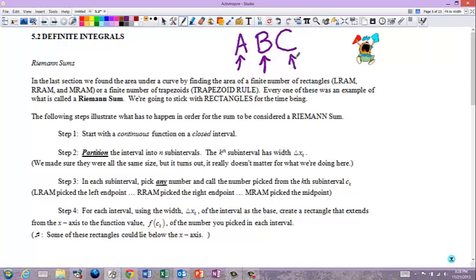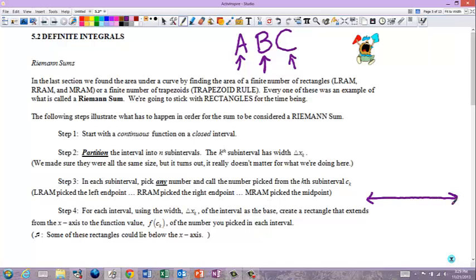It says in the last section we found the area under a curve by finding the area of a finite number of rectangles, LRAM, RRAM, and MRAM, or a finite number of trapezoids. Every one of these was an example of what is called a Riemann sum. We're going to stick with rectangles for the time being. The following steps illustrate what has to happen to be considered a Riemann sum. I will let you read that at your own time.